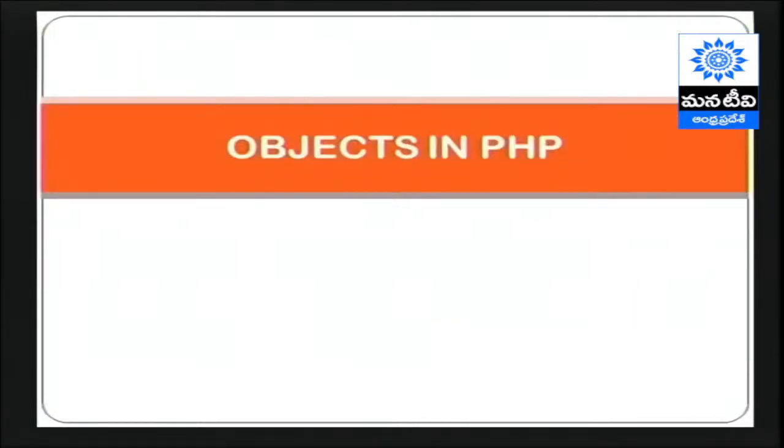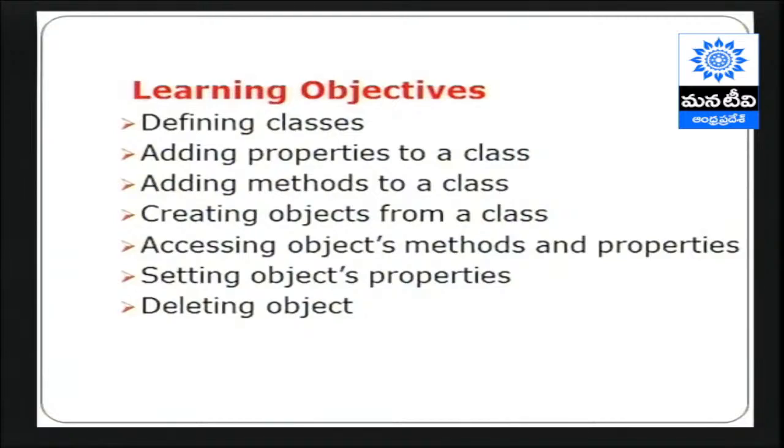Now we are going to discuss how to create objects in PHP. There are many built-in objects, but we are going to learn how to create user defined objects. In order to create an object, first we need to define a class, and then we can create the object. These are the objectives we are going to learn now: defining classes, adding properties to a class, adding methods to a class, creating objects from a class, accessing an object's methods and properties, setting an object's properties, and how to delete an object. Here I am just concentrating on the syntax, how to create and how to access.